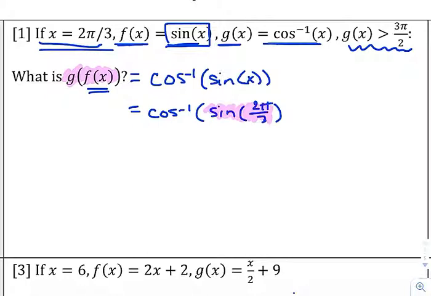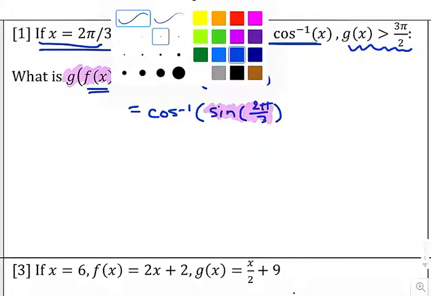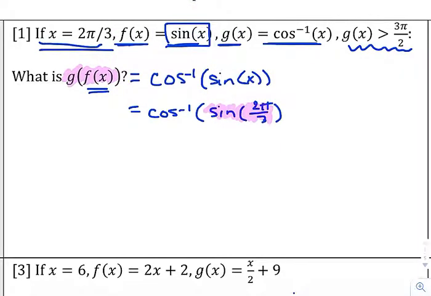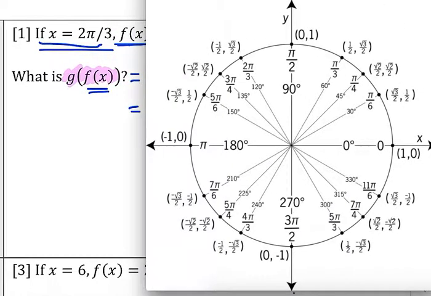But again, our first job is to figure out what the sine of 2 pi over 3 is going to be. To do that, of course, we're going to have to go to our unit circle. So if we grab a unit circle, let's bring it over here. We're looking for 2 pi over 3. 2 pi over 3 here is 120 degrees. We're looking for the sine value. Of course, the sine value is going to be the y value. We know that from way back.